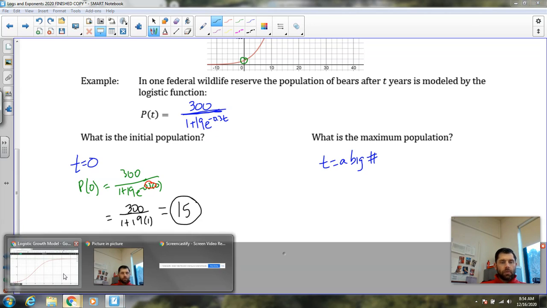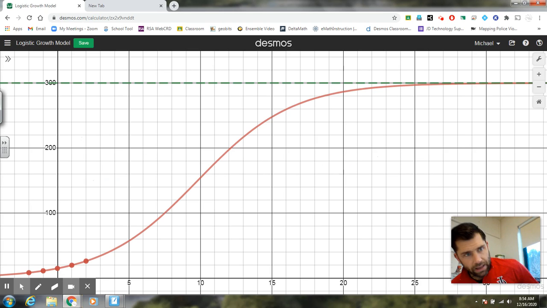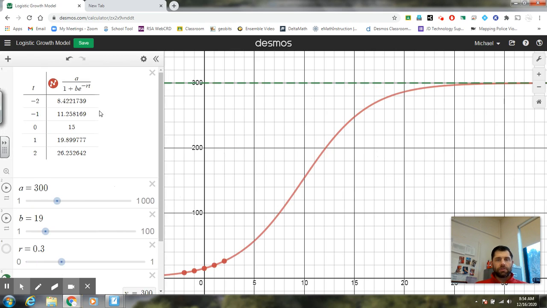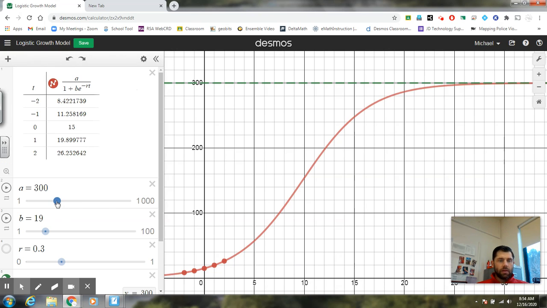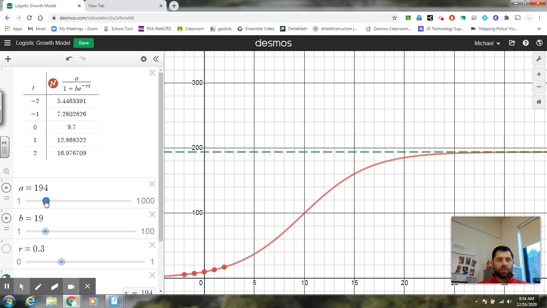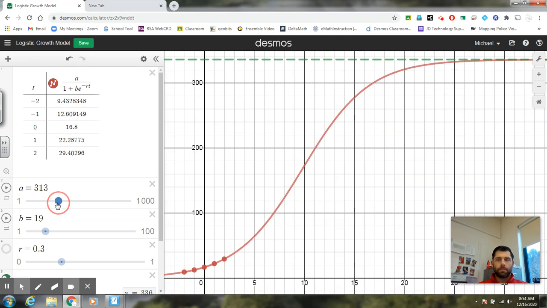All right. What's the maximum population? How big can this wildlife reserve get? How many bears can it hold sustainably? So we look at the graph. Again, this is pretty straightforward. There we go. This maximum is kind of driven by the numerator.